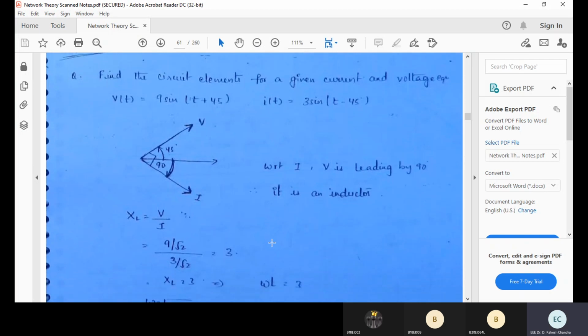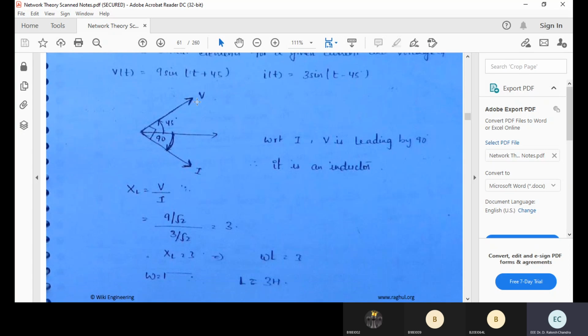Find the circuit elements for a given circuit and voltage. Your voltage is V of t is equal to Vm sin omega t. Your Vm, voltage maximum, is 9 sin omega t plus 45 degrees. I of t is equal to 3 sin t minus 45 degrees. So this is the equation. This is plus 45 degrees, this is minus 45 degrees. So the total angle between them is 90 degrees.